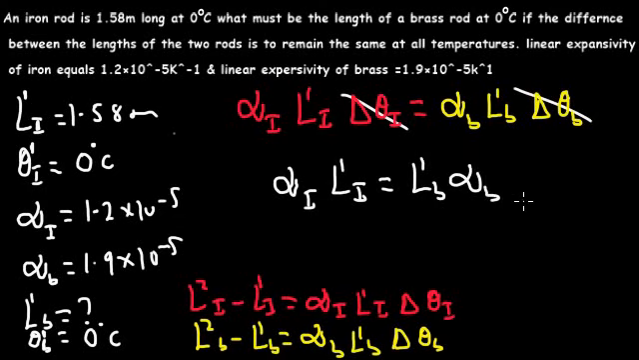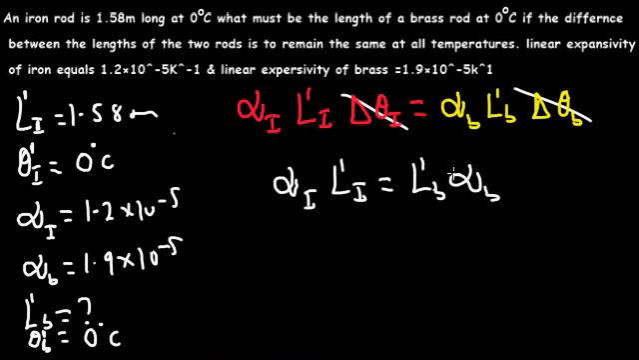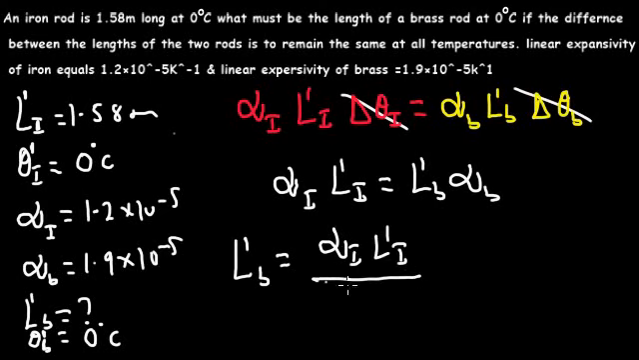Perfect. So at this point, we can plug in the values we have to solve for. The goal is to find the length of the brass. So let's solve for the length of the brass. So L sub 1 of B will now be equal to alpha sub I, L sub 1 of I, all divided by alpha sub B. Perfect. So let's plug in these values.